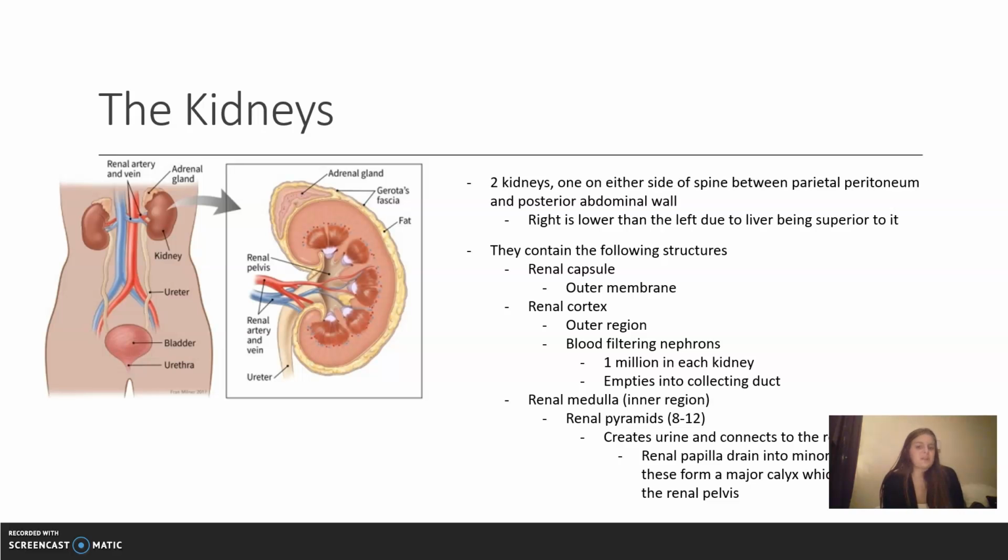Renal medulla, this is the inner region of the kidney. 8 to 12 renal pyramids are found here, which are responsible for creating urine. The renal medulla is also where the kidney's main functioning of filtration occurs.